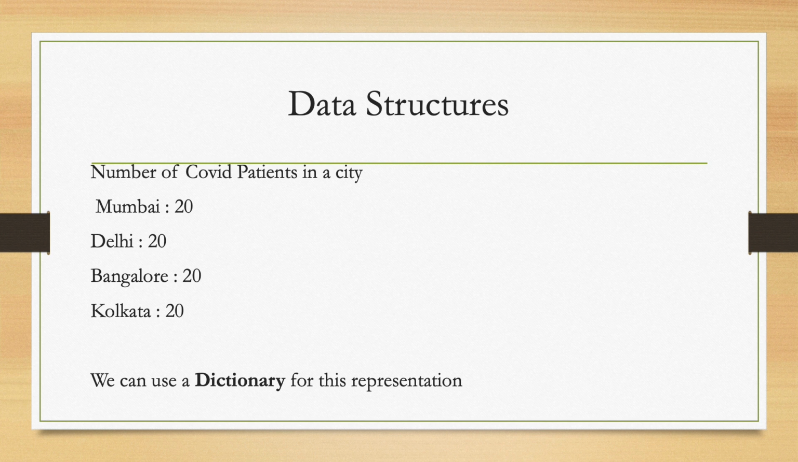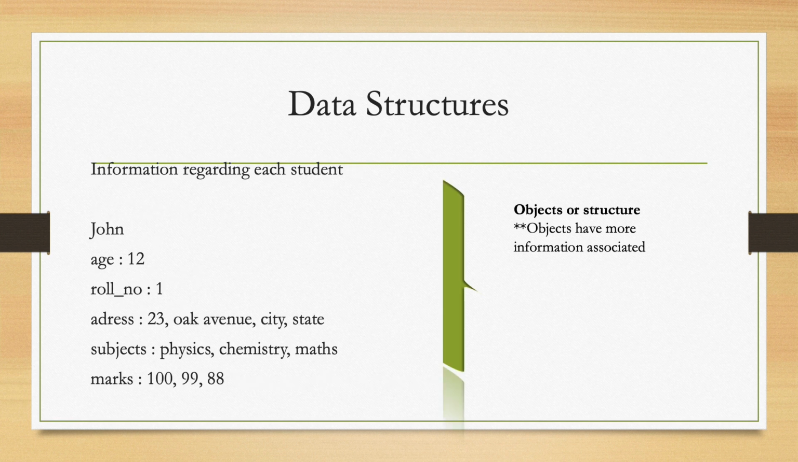How do we store information for the number of COVID patients in a city? If there are several cities, we might want to store them as a key value pair. So we would say that Mumbai is 20, Delhi is 20, etc. We can use a data structure called a dictionary for storing that information.